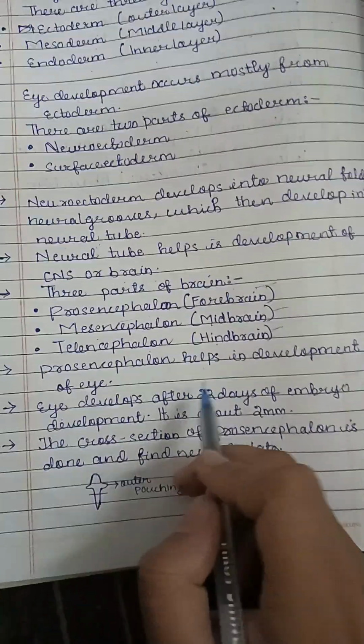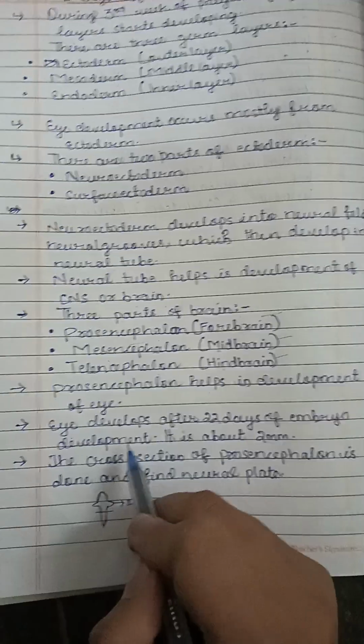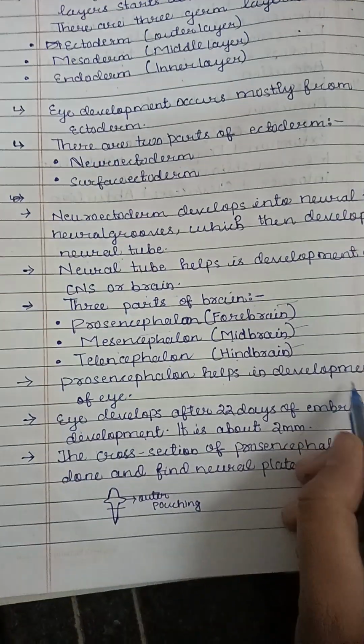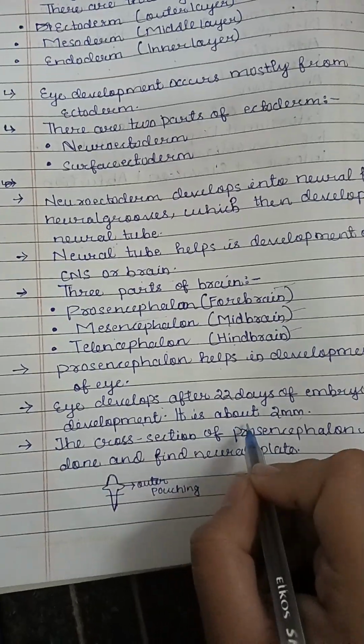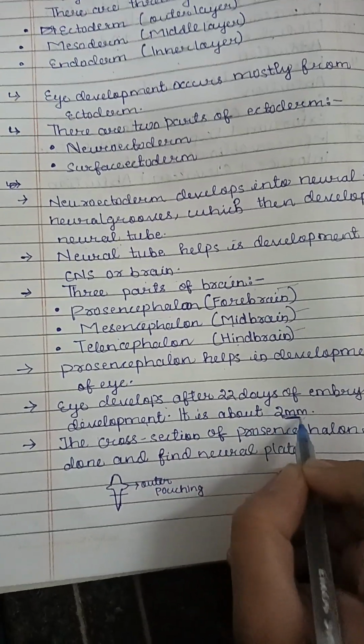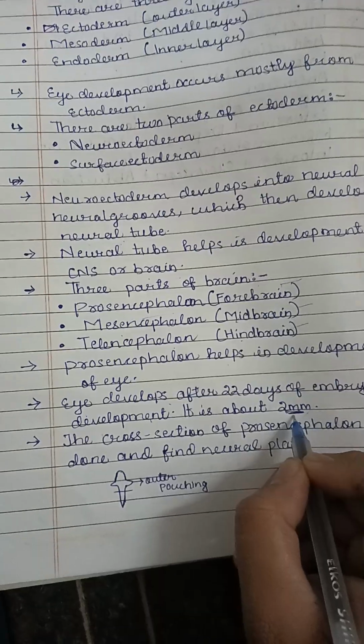The eye develops after 22 days of embryo development. At that time it is about 2 mm. It is important, it is 2 mm.